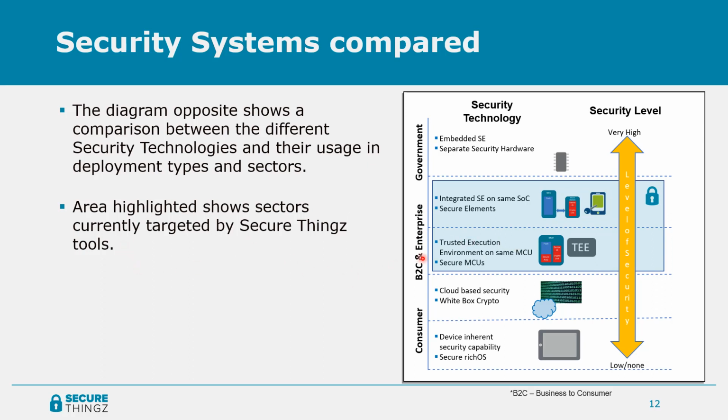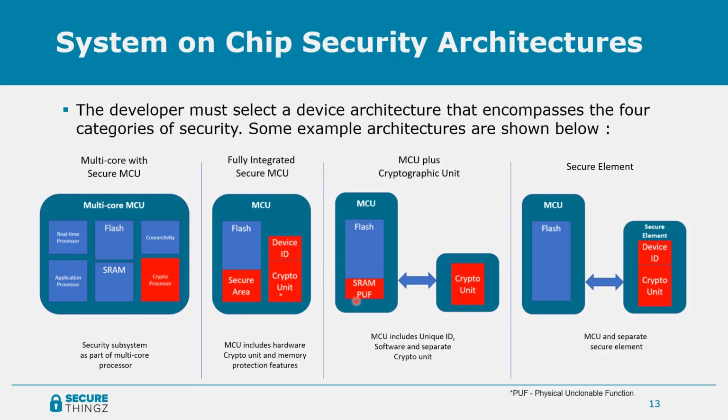The areas that we've got highlighted here in light green are what we are currently targeting at Secure Thingz with our tools such as Embedded Trust and C-Trust. More of that later. So let's look at some of the chip architectures that we can use when developing our secure IoT device. So we have 4 examples here.